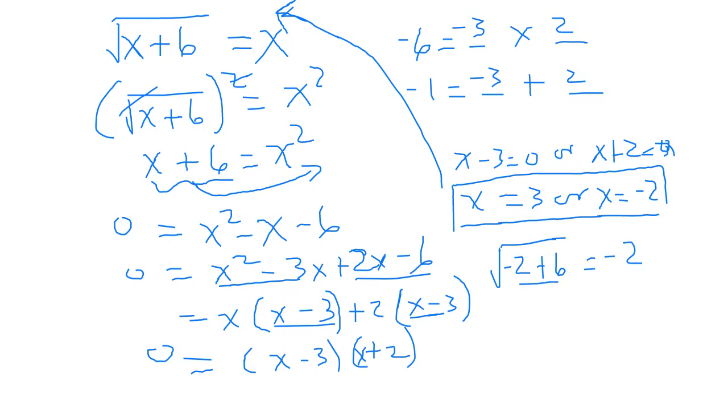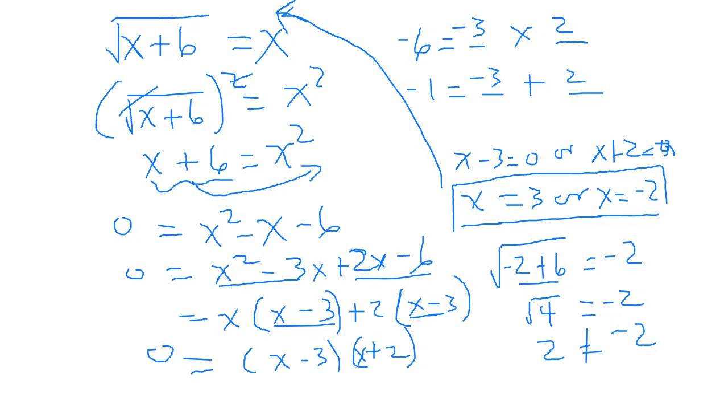What is negative 2 plus 6? I owe $2, I have $6. I could pay the $2 that I owe, and I still have $4. So I have square root of 4 equals -2. Square root of 4 is 2, and then -2. It's not equal. So you see that? So this is not a solution.